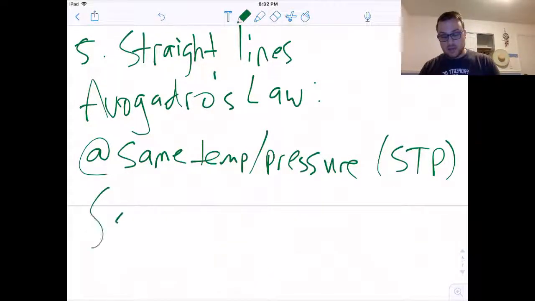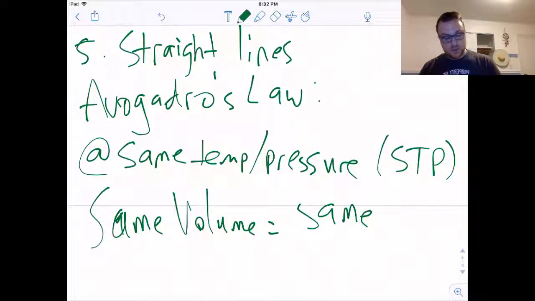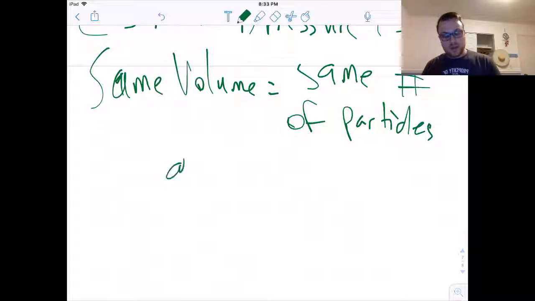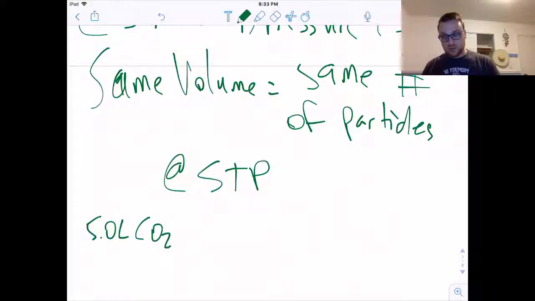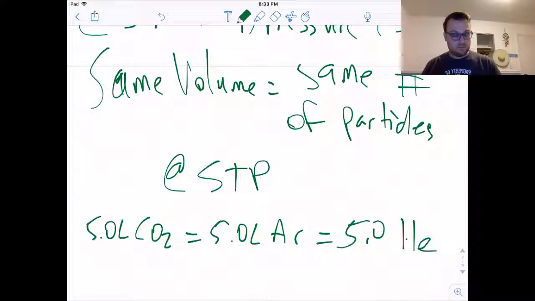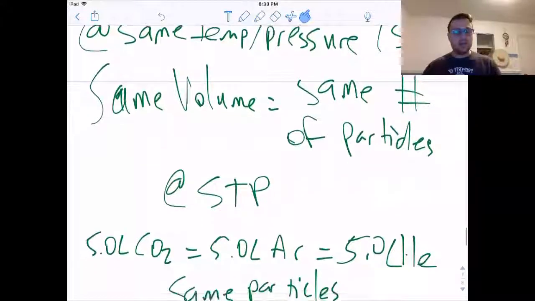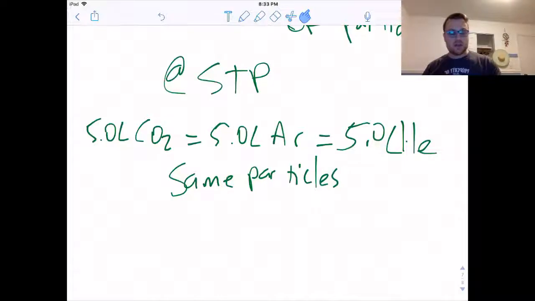So, for example, if you're at STP, 5 liters of CO2 will have the same particles as 5 liters of argon, which will have the same amount of particles as 5 liters of helium. So these all have the same particles. And this is gases only. So this rule only applies to gases. And this question pops up constantly. Usually they'll word it as like 2 liters of carbon dioxide has the same amount of molecules as what? And the answer is 2 liters of whatever gas they give you. So this is true for gases only.